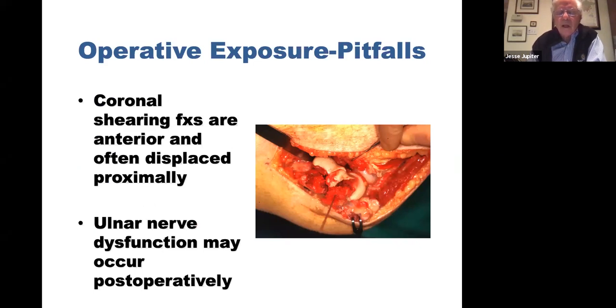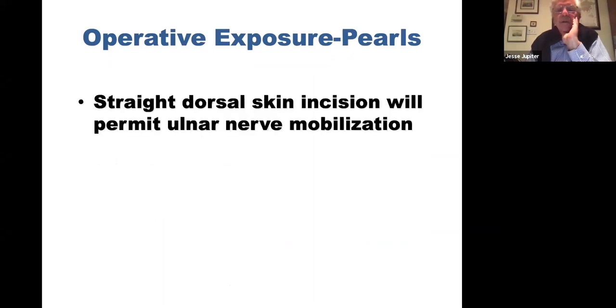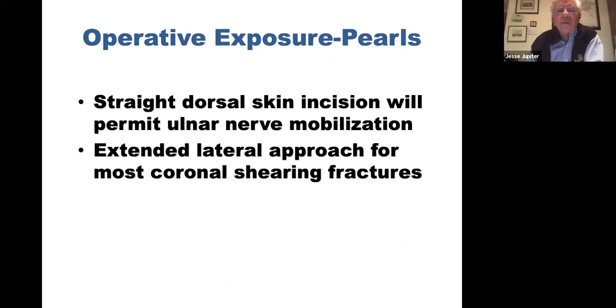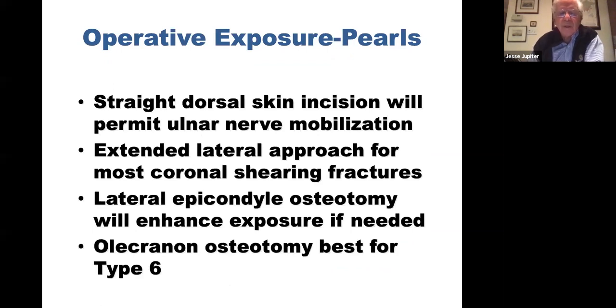So the interesting thing is, if you go through an extended lateral approach and open up and hinge open the elbow, you may be putting pressure on the ulnar nerve. So it's not a bad idea to just do a little release of the ulnar nerve. A straight dorsal incision will allow you to do this, but you can do extended lateral and small medial approach as well. And sometimes, if it's really difficult, an osteotomy of the lateral epicondyle will give you good exposure per se.